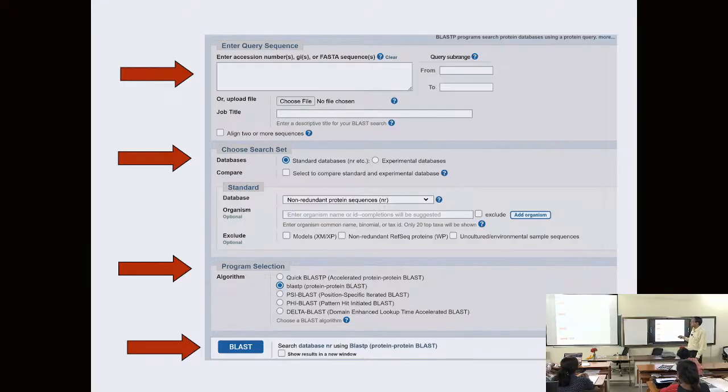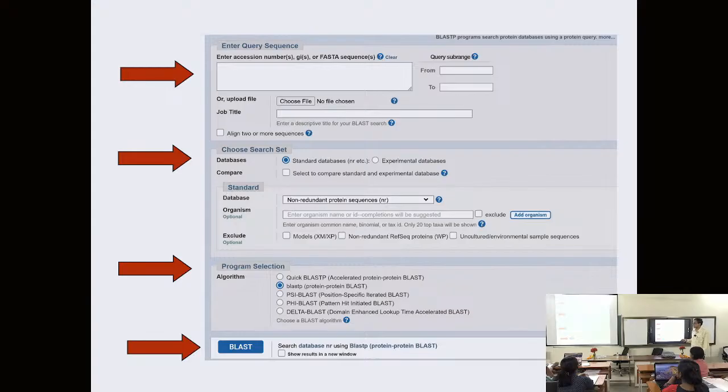The first box is the query sequence box. You will copy and paste your query here. You can also just enter the accession number of the sequence. You don't have to copy and paste the entire sequence. The accession number is sufficient. And then the database. Most often you will select the standard database, the non-redundant database of sequences. And then, is this BLASTP? This is protein BLAST, and then program selection.